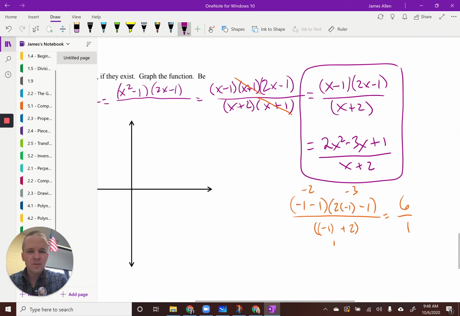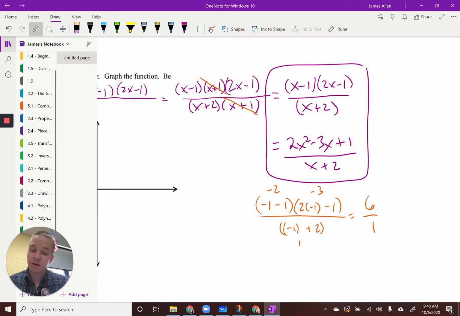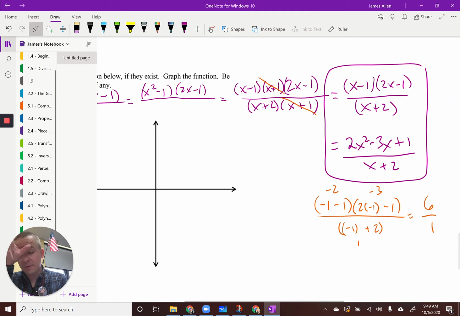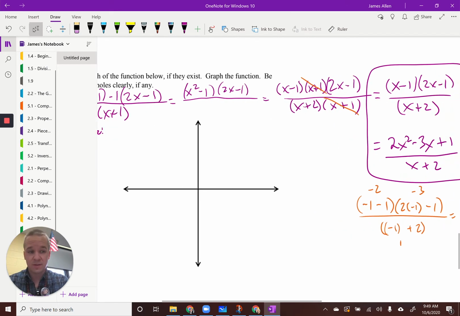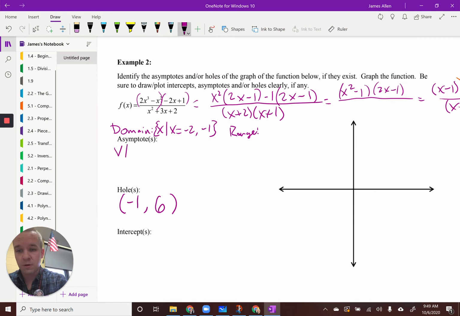Okay, cool. So now what? Where do we go from here? How about our asymptotes? Do we have any asymptotes here? Let's look at that. Well, I do have something left in the denominator. I have x plus 2 left in the denominator. So that means my vertical asymptote is x equals -2.